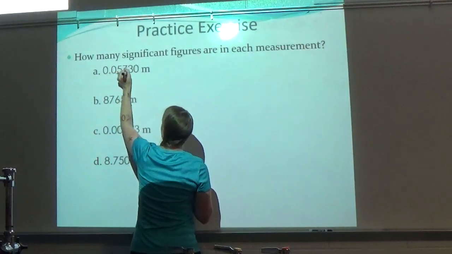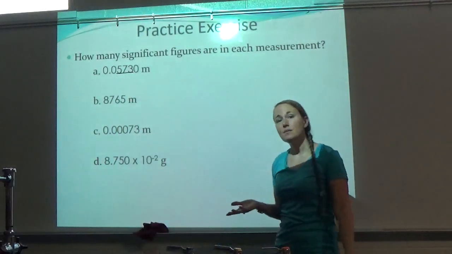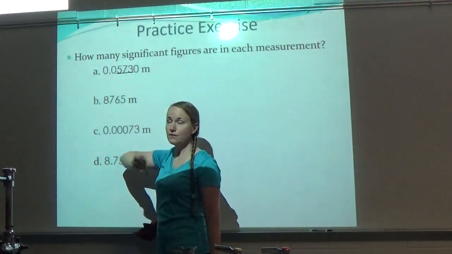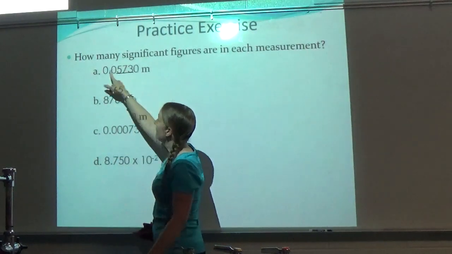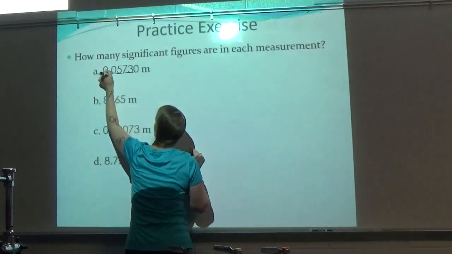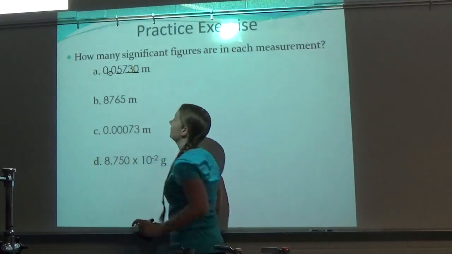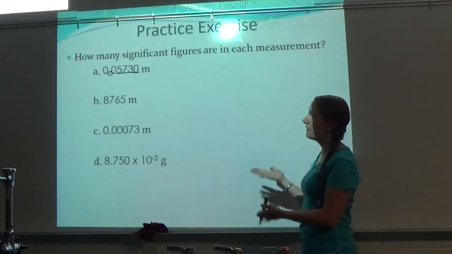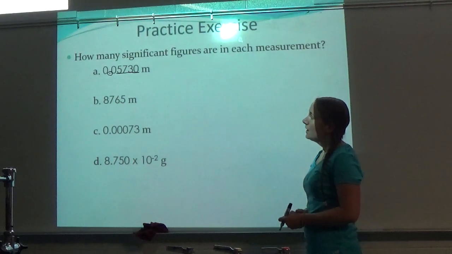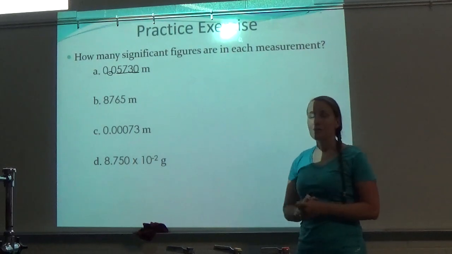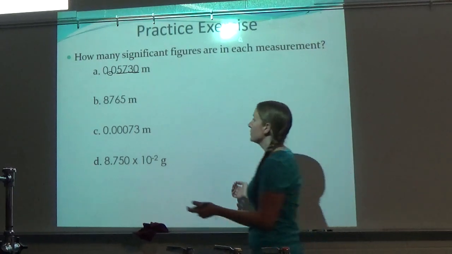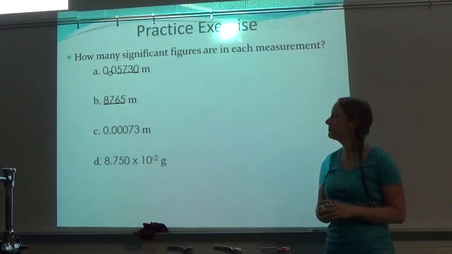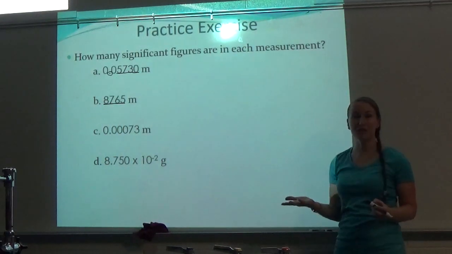Because of rule 1, 5, 7, and 3 are significant because they are not zeros. Front zeros are never significant. This back 0 is significant this time because I can see a decimal. All right, so you should have gotten 4 or underlined 5, 7, 3, and 0. All right, part B, 8765 meters. This one should be easy. None of them are zeros, so they are all significant, just like that. Hopefully you're getting these right.